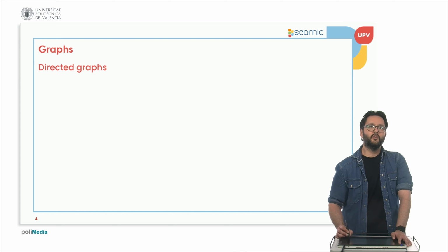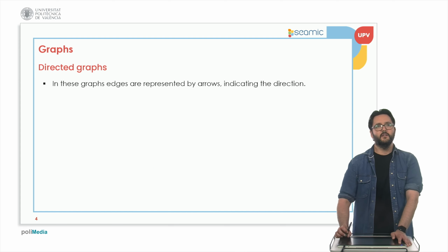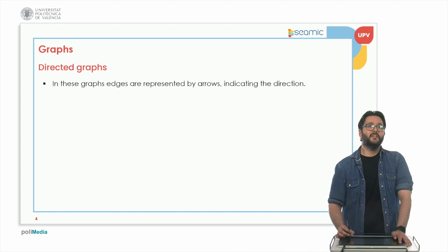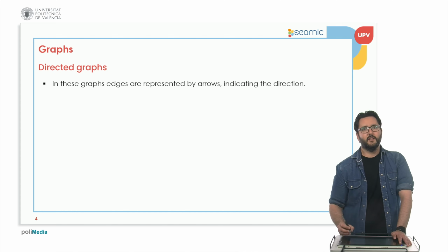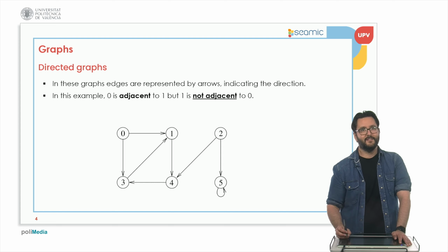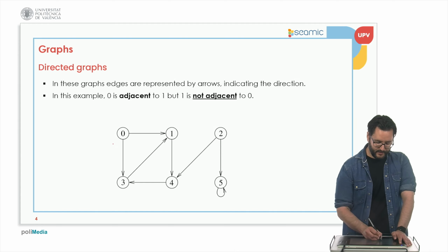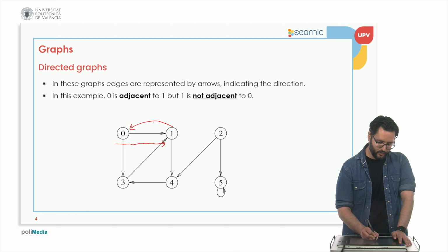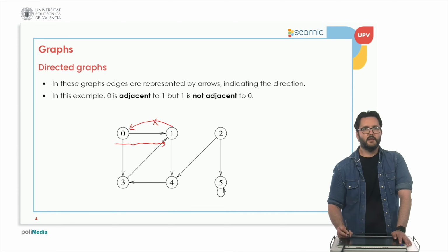This is not the case of the directed graphs. In directed graphs, the edges are represented by arrows, and this indicates the direction. In this example, we have a directed graph, and in this case, 0 is adjacent or connected to 1, but not the other way around because we don't have this edge.